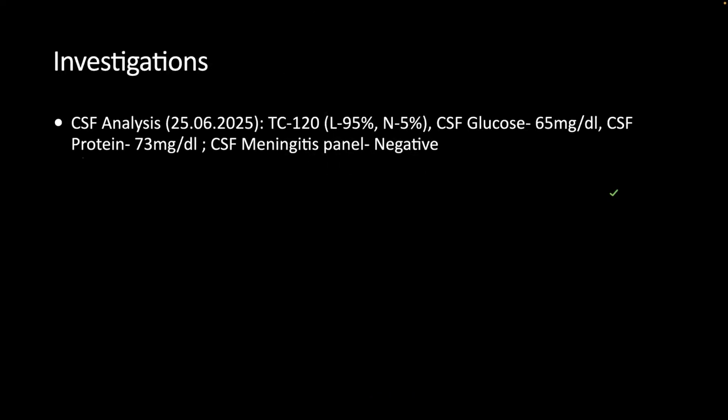With that, yeah, Razi. Initial CSF analysis showed 120 cells with lymphocytic predominance of 95%, glucose of 65 and proteins of 73, mildly elevated, and the CSF meningitic panel was negative.